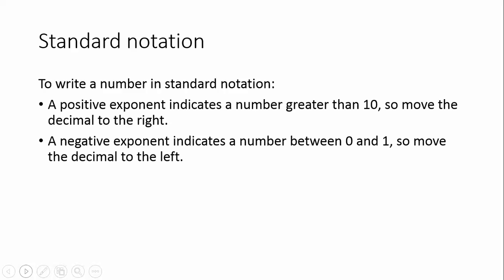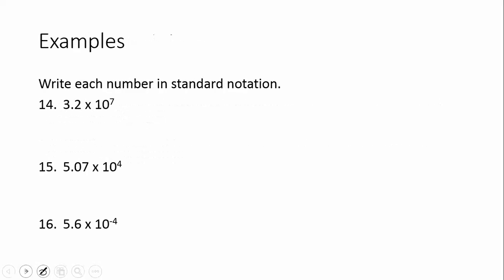Now what happens when we go the other way? When we write a number in standard notation from scientific notation, the positive exponent indicates that the number is greater than 10, so you want to move the decimal to the right, and the negative exponent indicates a number between 0 and 1, so we're going to move the decimal to the left. Remember, positive exponents are very large numbers, negative exponents very small numbers.